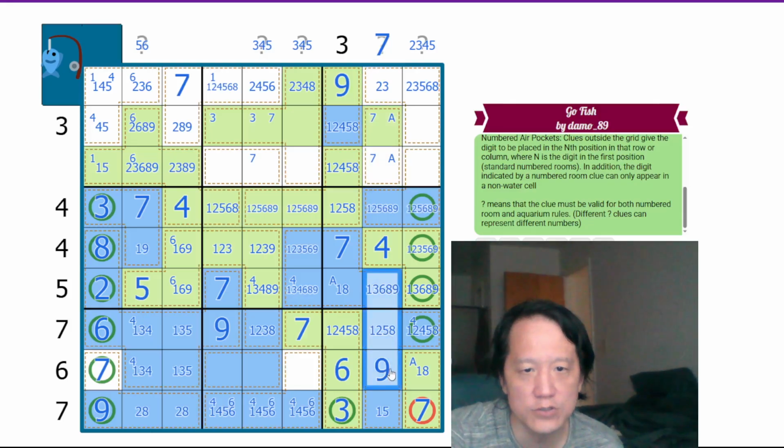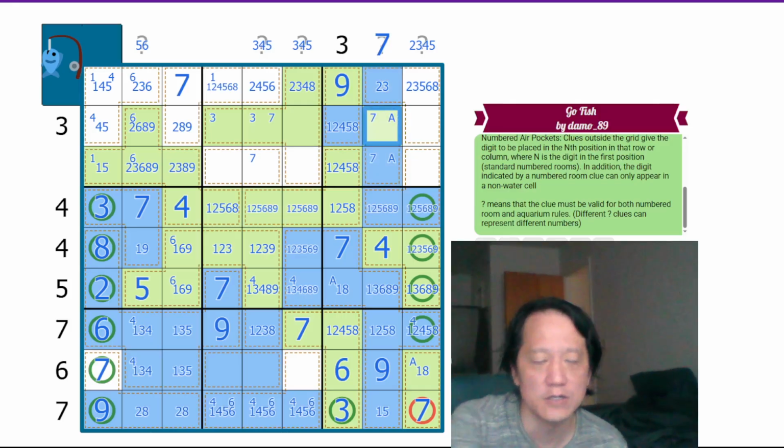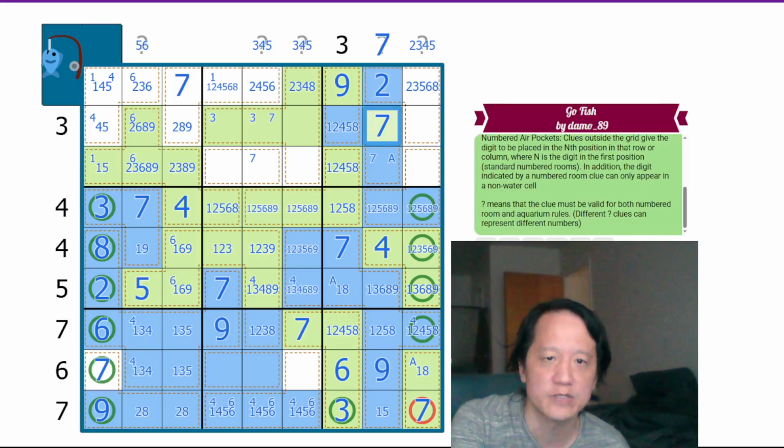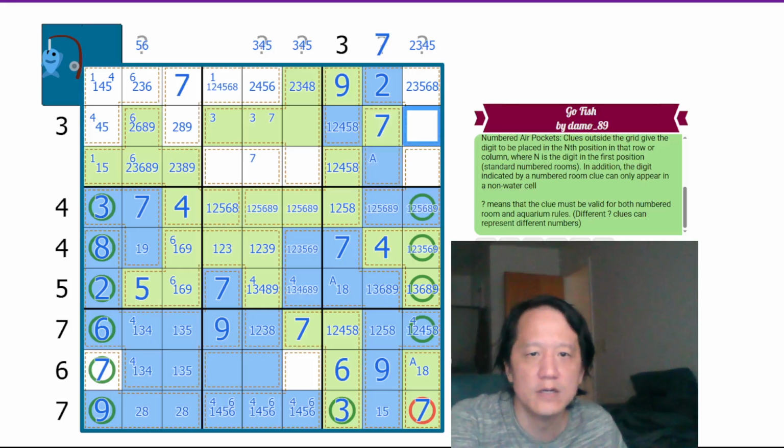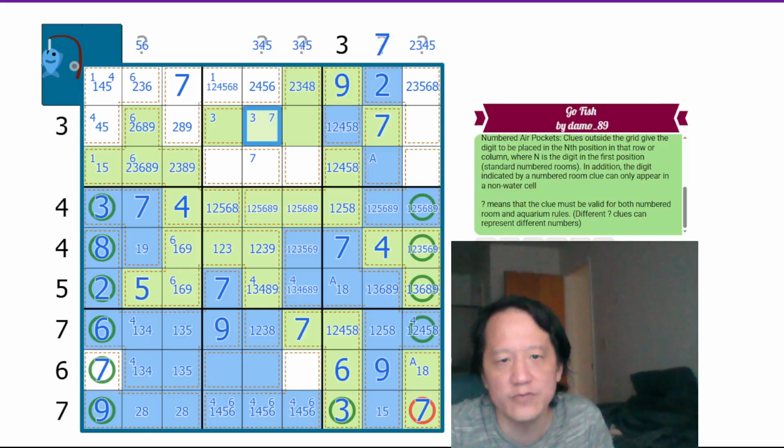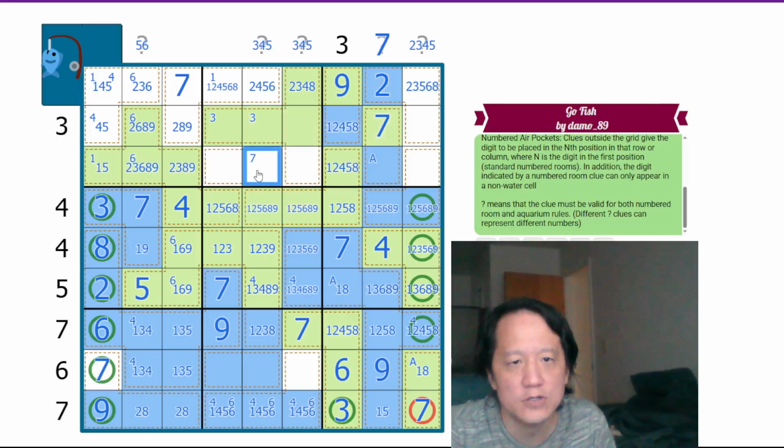We have 1, 2, 3, 4, 5. This must be water and water. And the 7 has to be in the air bubble, so that's 7, which makes that 2. This is now A. 7 eliminates 7 in the rest of this row. So where's the 7 in column 5? It must be there.